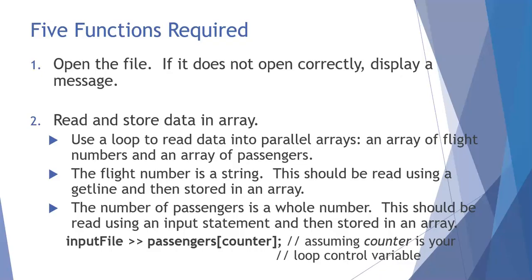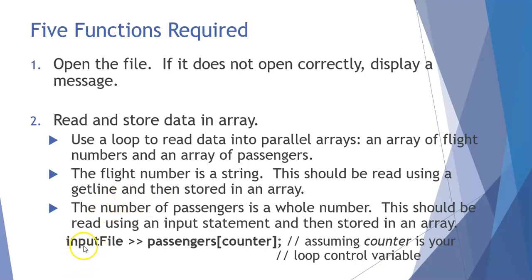Remember that instead of doing 1 read, you're now going to be doing 2. You're going to read the flight number first, and as I said, you should do this using getline and store it into an array of strings. Next, you're going to read the number of passengers, which is a whole number. Again, read it using a traditional input statement.